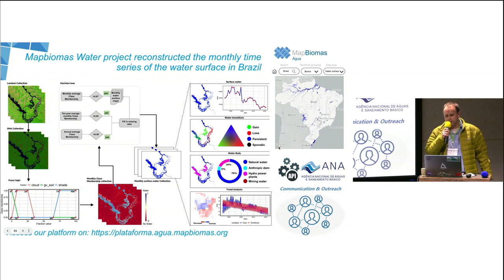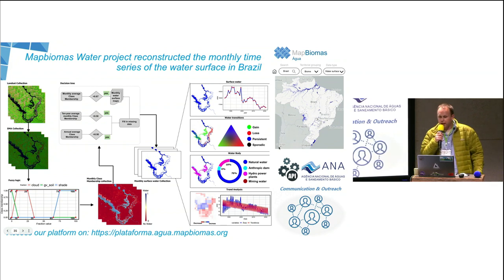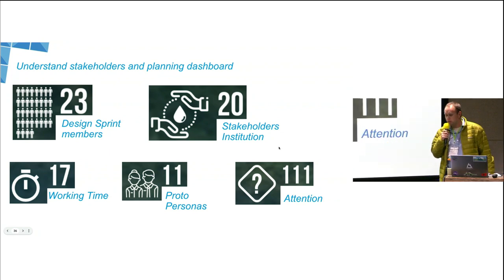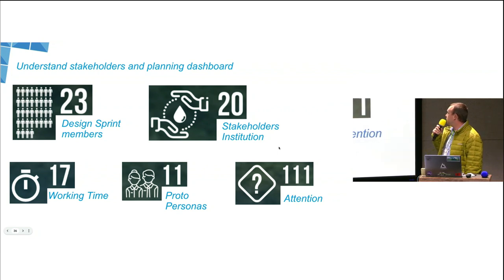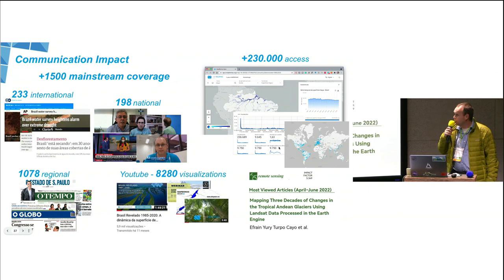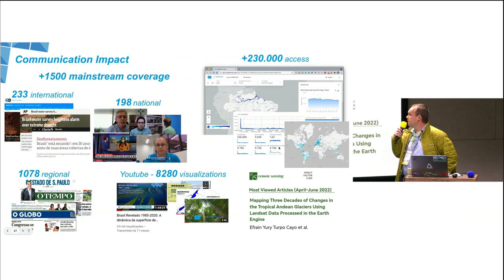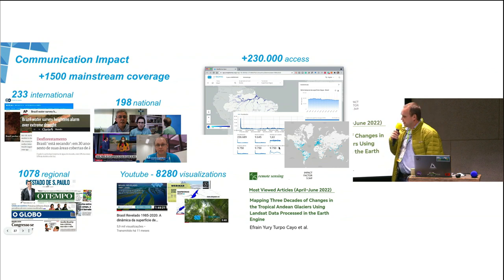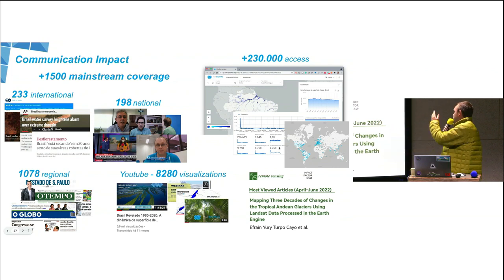We're planning to go beyond scientific impact in this project, to engage stakeholders and use strategic communication. In the first step of the project, we made a design team with stakeholders to plan the dashboard, where more than 20 stakeholder institutions participated. This is important to the communication plan, where along 1 year the project has had more than 1,050 mainstream media mentions, and the platform has had more than 203,000 accesses from 659 different countries around the world.